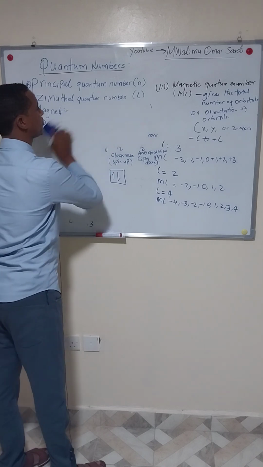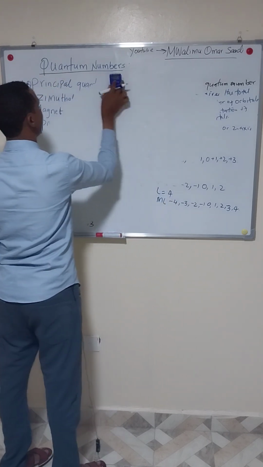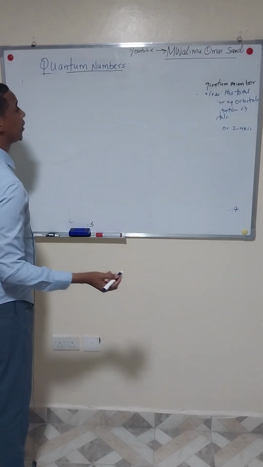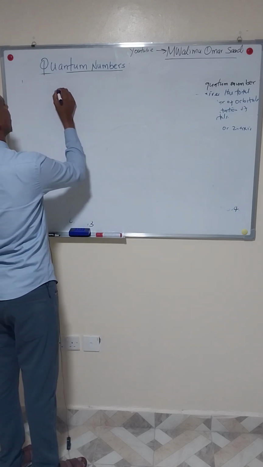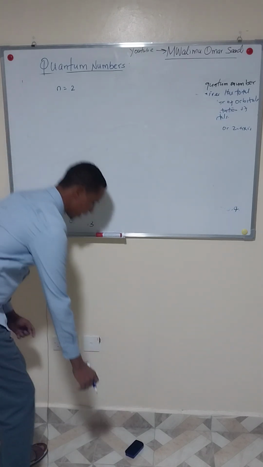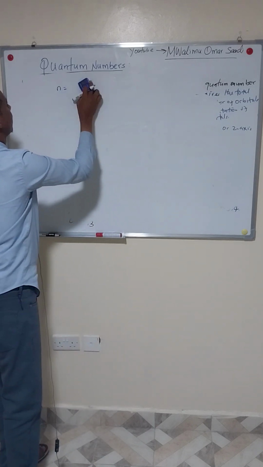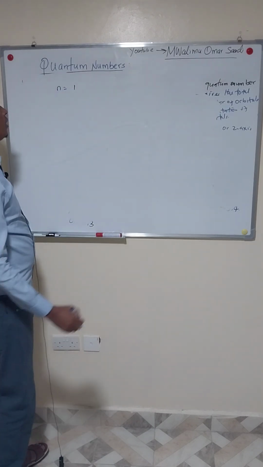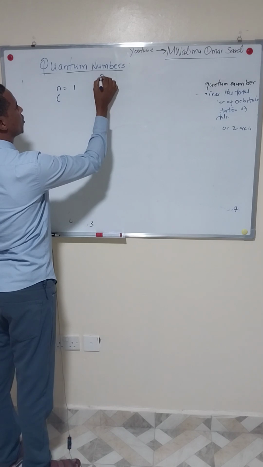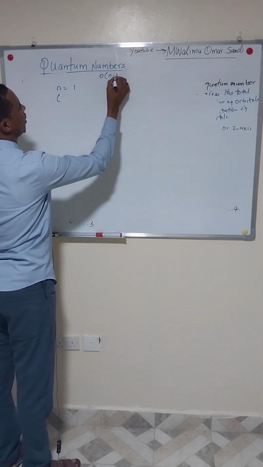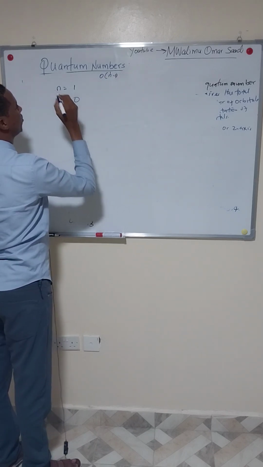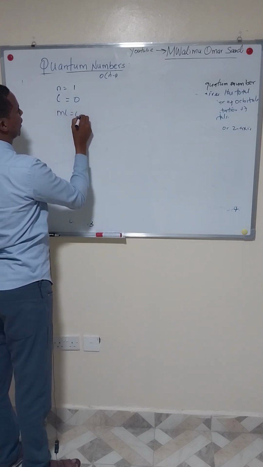So in summary, let's start from 1. If the value of n is 1, L is a value from 0 to n minus 1. So if n is 1, 1 minus 1 is 0, so L will also be 0. ML obviously will also be 0.